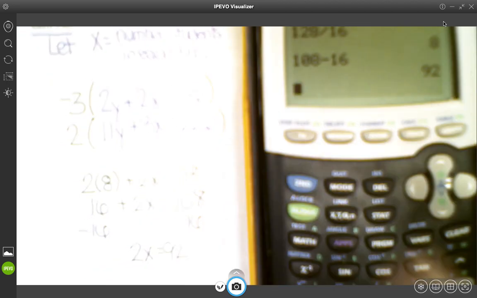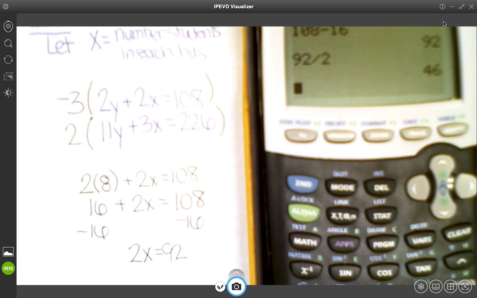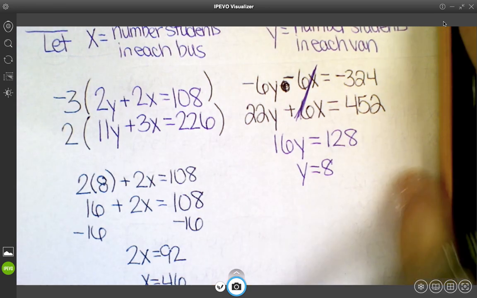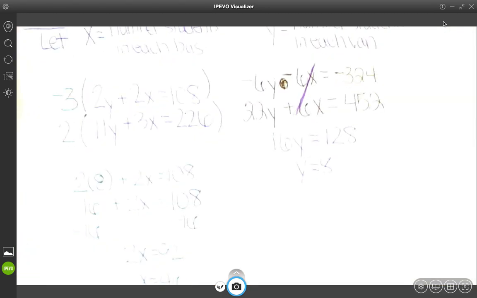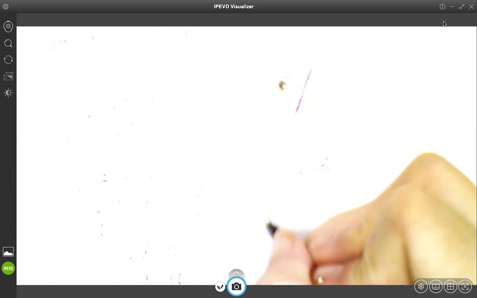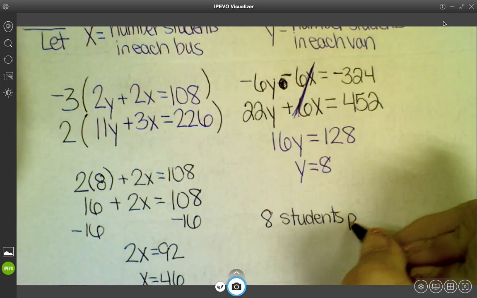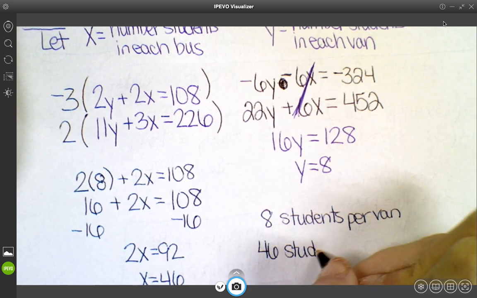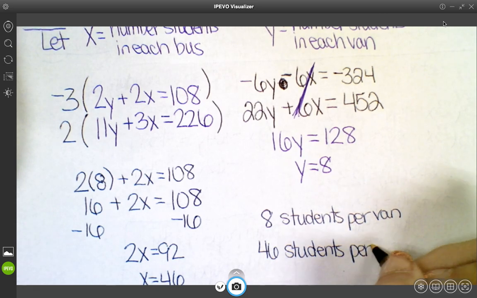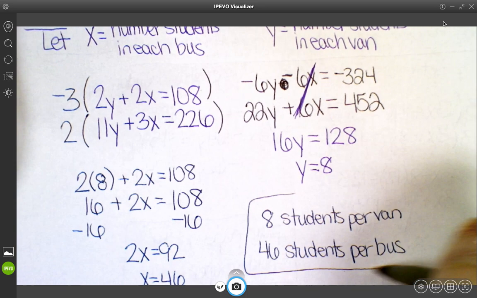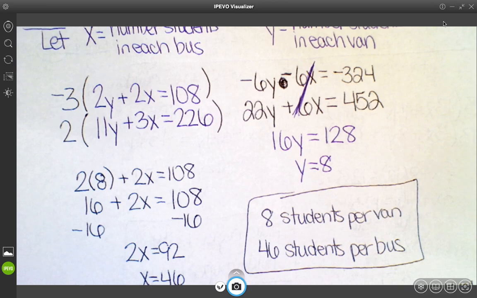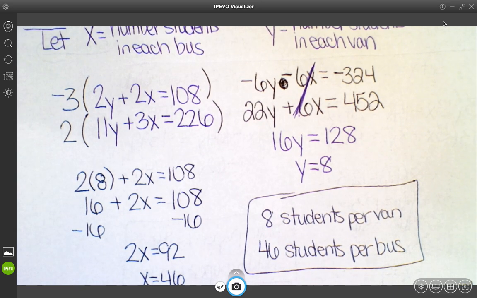All right, and then I got to take 92 divided by 2. How many people are on each bus? 46. 46. And what did we say? Maybe around 50? All right, so to answer our question, we are actually going to write 8 students per van. And then we write 46 students per bus.